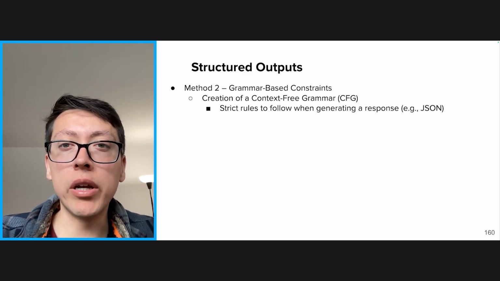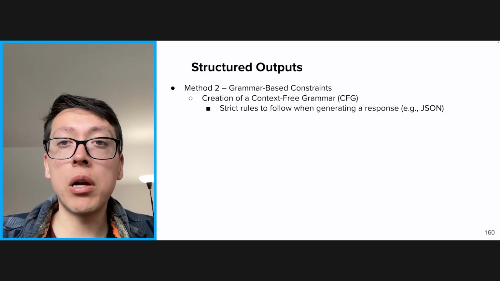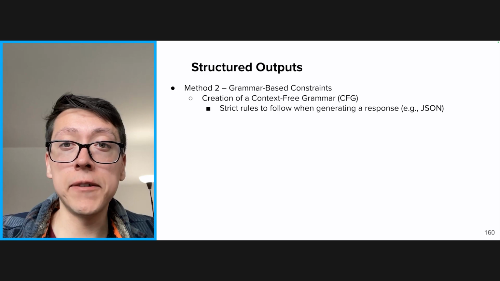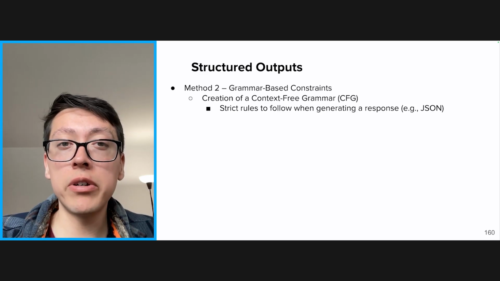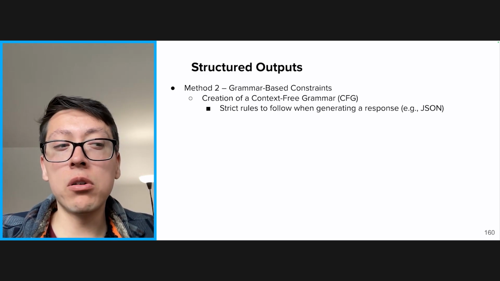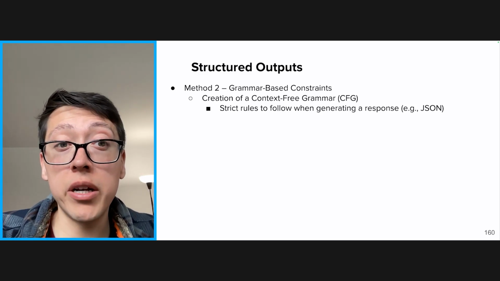So to make it easier, one way to do it in an easy way is to use what we call context-free grammars. A context-free grammar is basically a list of strict rules that the model will need to follow when it's generating a response.